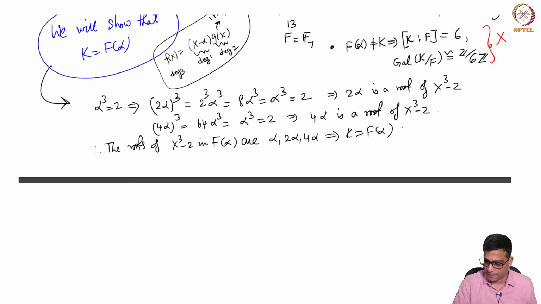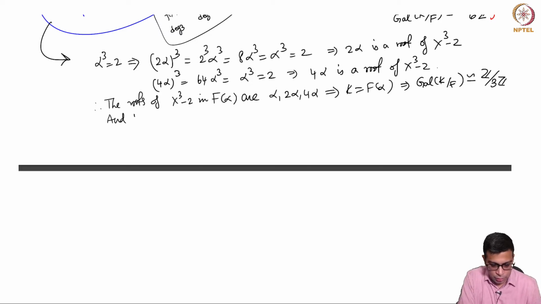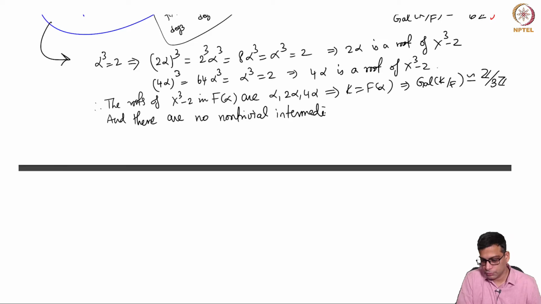So this implies that the Galois group has to be a group of order 3, and there is only one such group up to isomorphism, and there are no non-trivial intermediate fields, right? Because it's a degree 3 extension.